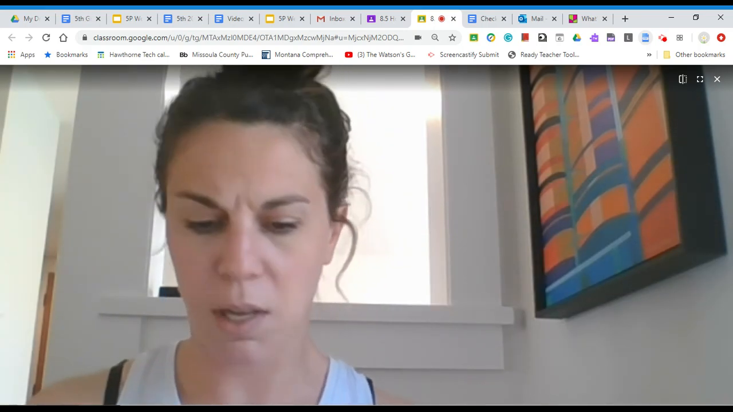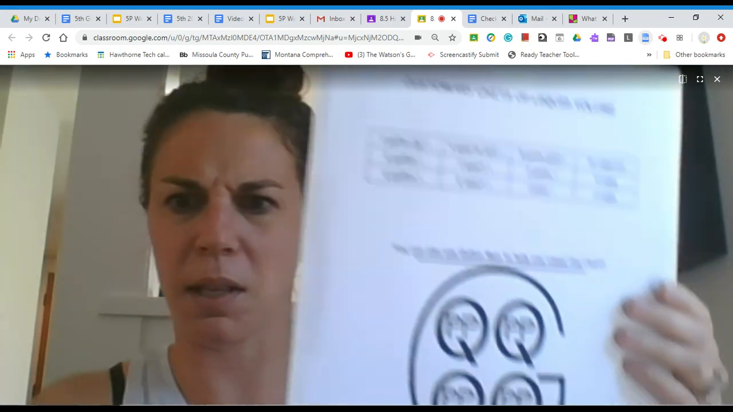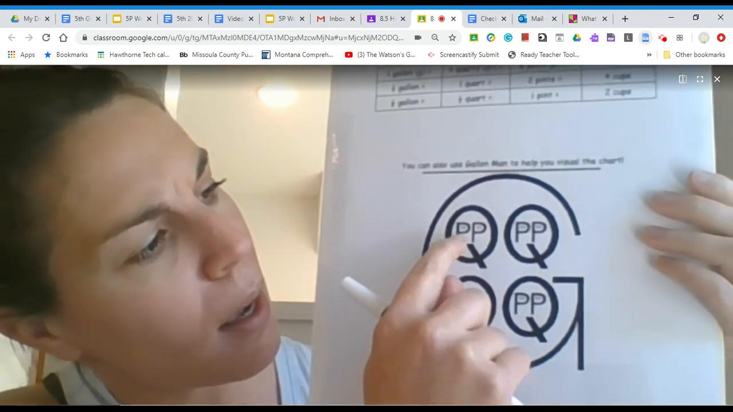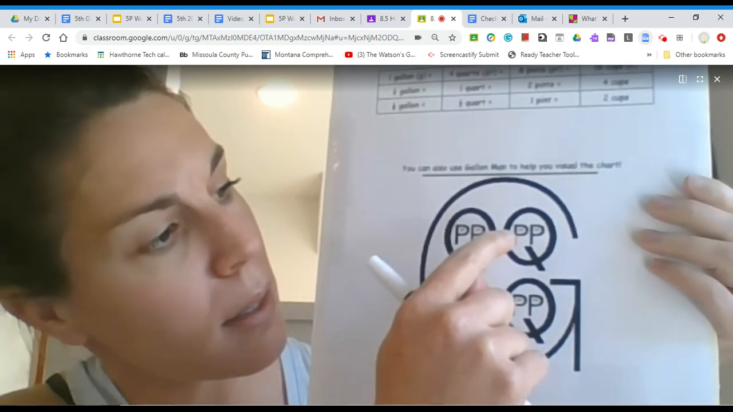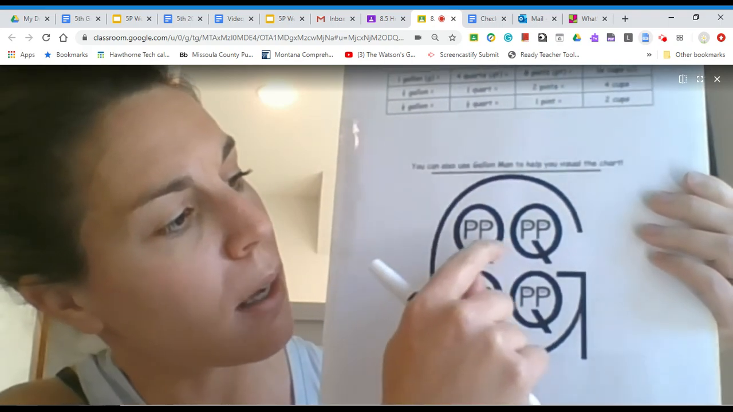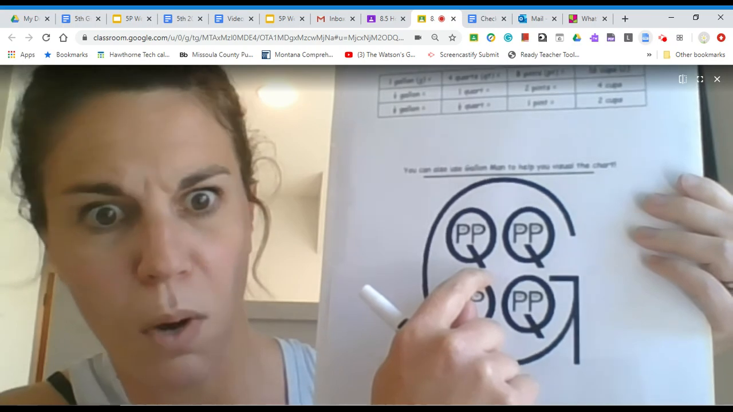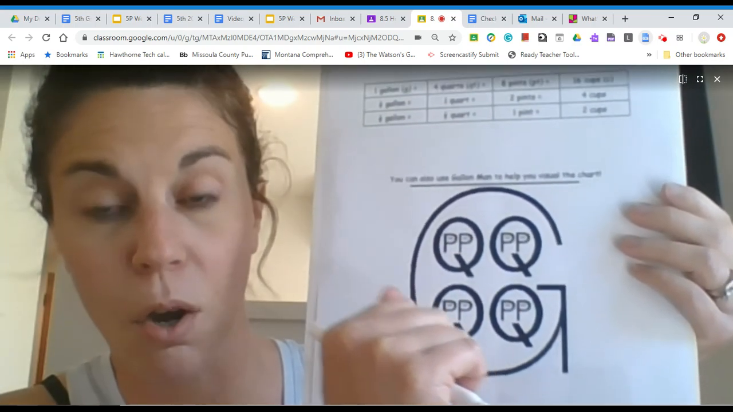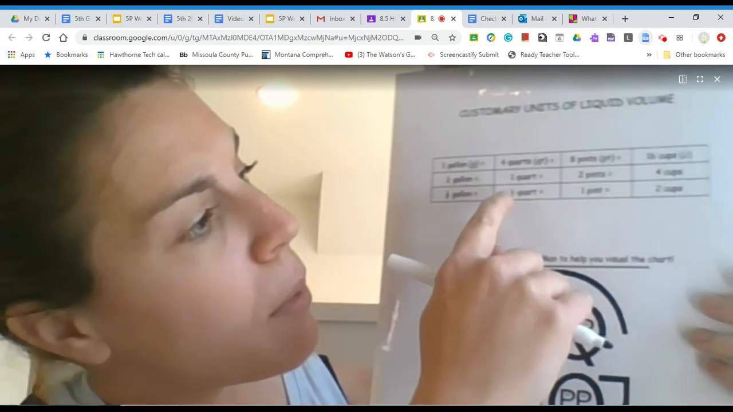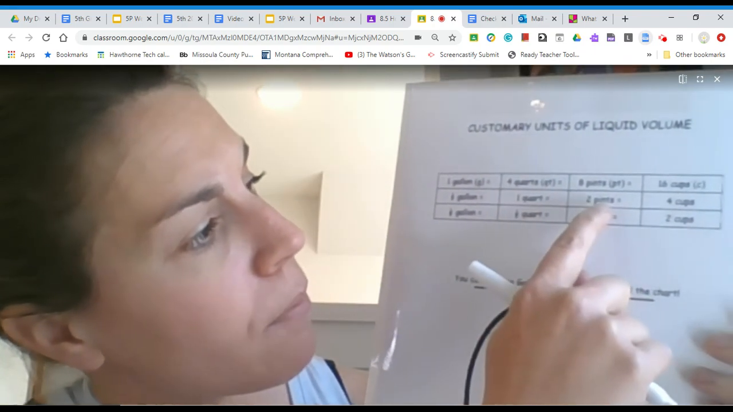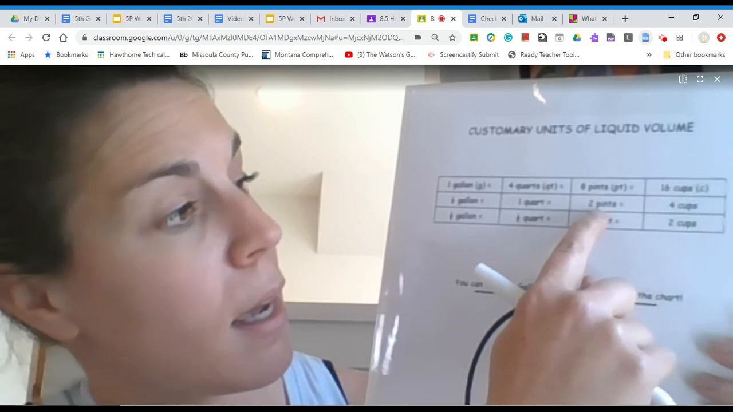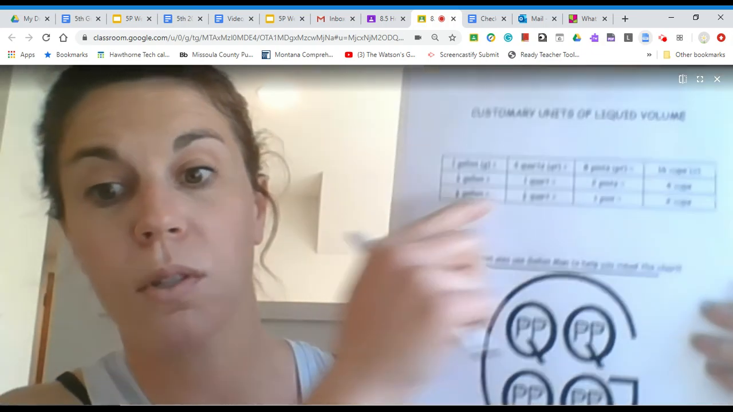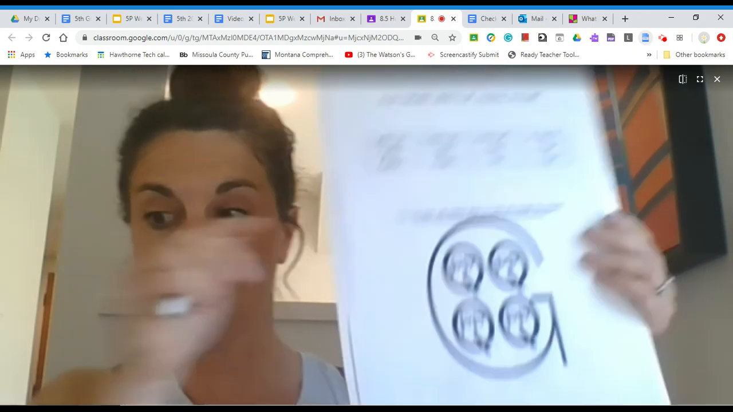So if I'm looking here, this one's really nice, Tyson. Because if I look here and if I have 2 pints, how many quarts is that? That's 1 quart. So I don't even have to do an expression. I can just look at gallon man. Or you can use your chart up here. So if I look here and I have 2 pints, it says that that's equal to 1 quart. So I can use this chart or I can use gallon man.